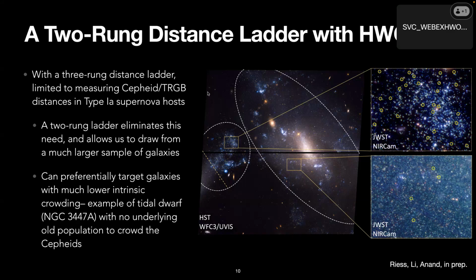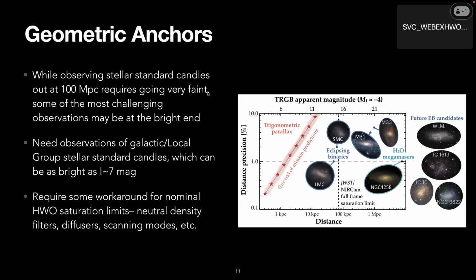Now, in the tidal dwarf, that's the companion to it, we see a ton of Cepheids, and there's no red giants, there's no old population, there's no intermediate age population. They're very, very clean. And so we can preferentially target these regions of the worlds. And so I'm talking about looking at stars at 100 megaparsecs.